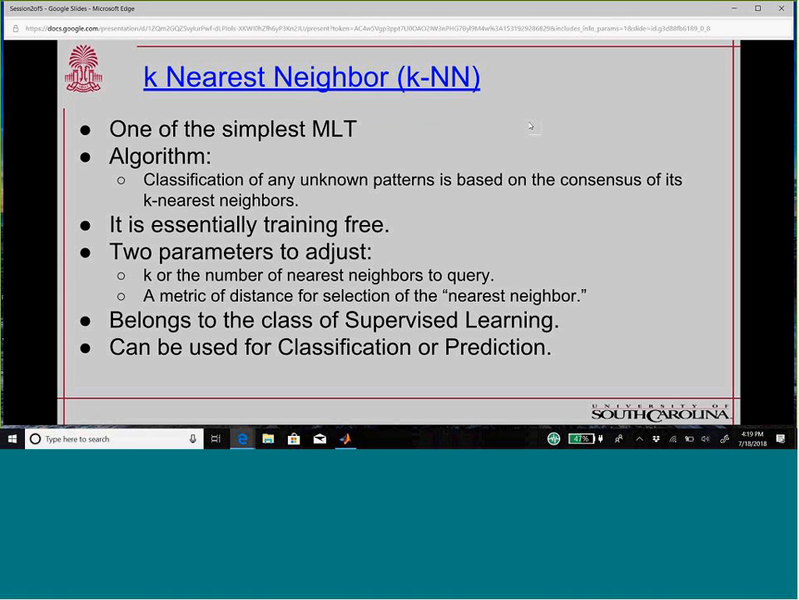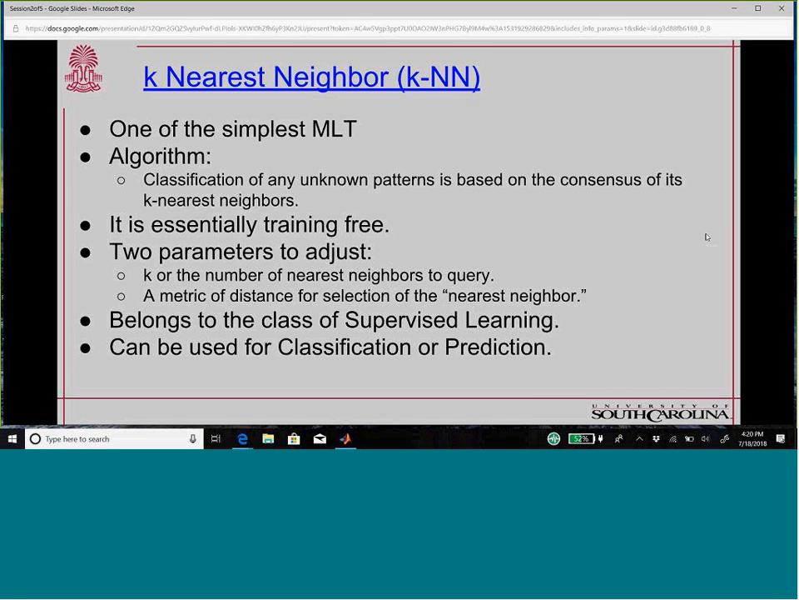Okay, all right. K-nearest neighbor is one of the simplest machine learning techniques that you can put together. It is so simple that it literally does not have a training algorithm. You don't do anything during training, it's only during testing. To establish a classification for an unknown pattern, you query the nearest neighbors in its vicinity and develop a consensus of what your classification should be.